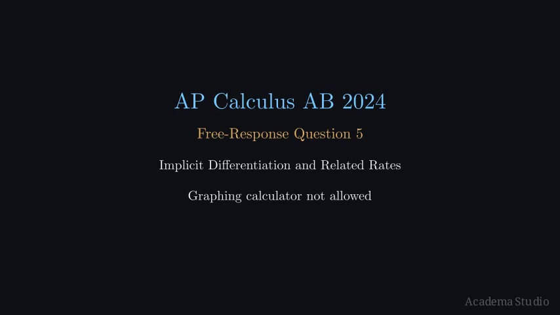Today, we are solving AP Calculus AB 2024 free-response question 5. This problem involves tangent-line approximation, horizontal and vertical tangents, implicit differentiation, and related rates. This is a no-calculator question, so all calculations must be completed exactly.